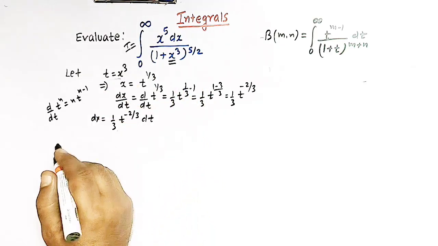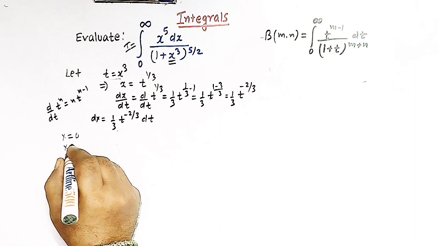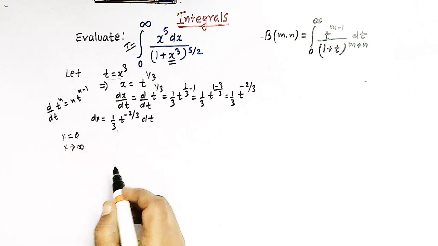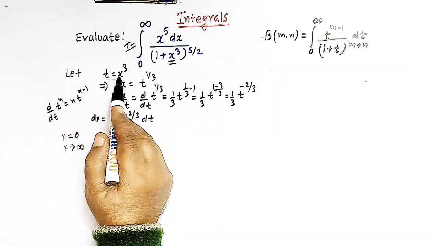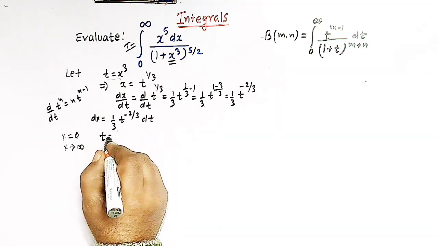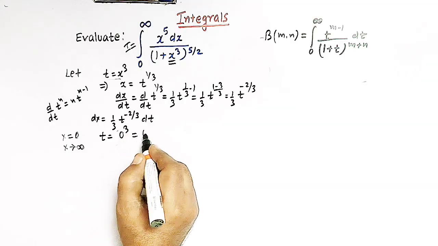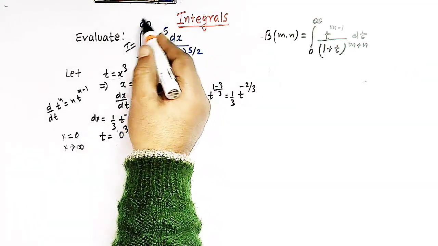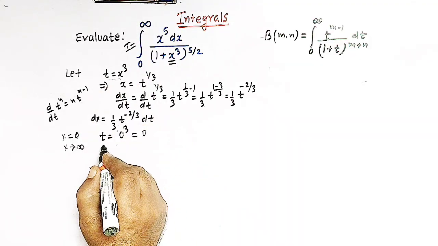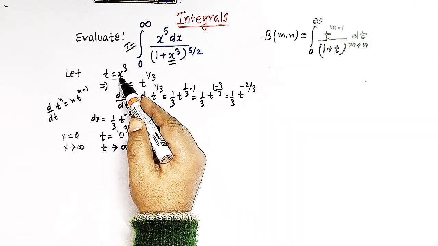Now let us change the limits accordingly. Here x varies from 0 to infinity. When x is 0, the lower limit, the value of t can be obtained from this relation: 0 cube, that is 0. And when x tends to infinity, the upper limit, then t also tends to infinity due to this result.